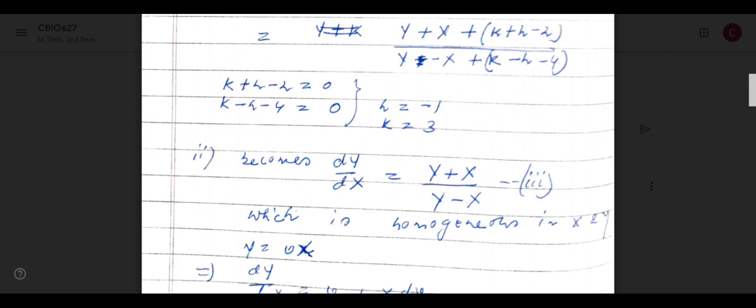So you get equation 3, dy by dx equals y plus x into y minus 6. The power degree is 1, no? So it is now homogeneous in capital X and capital Y. So you have to substitute Y equal to v capital X, in a similar procedure.